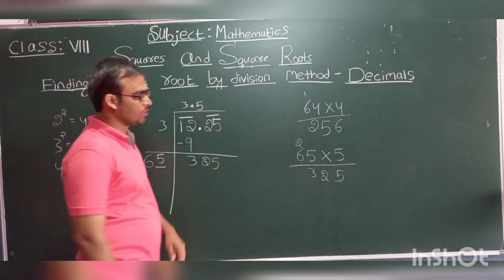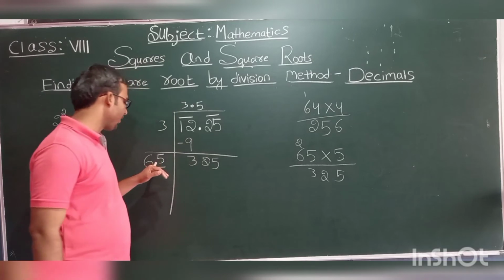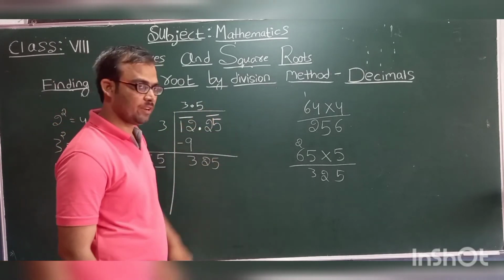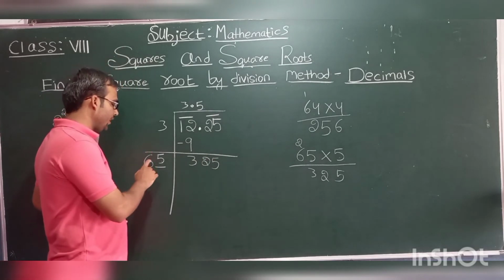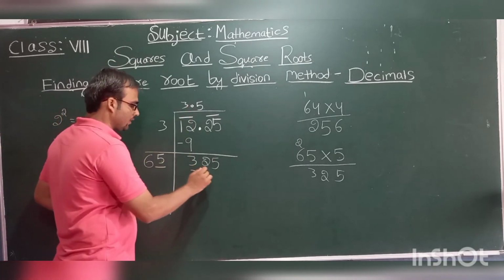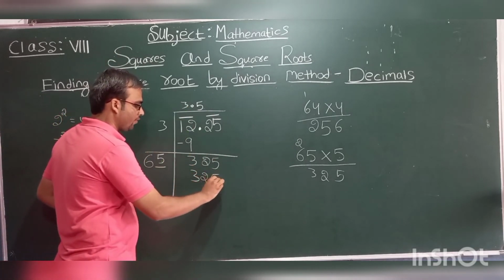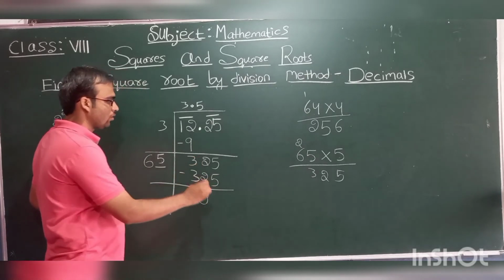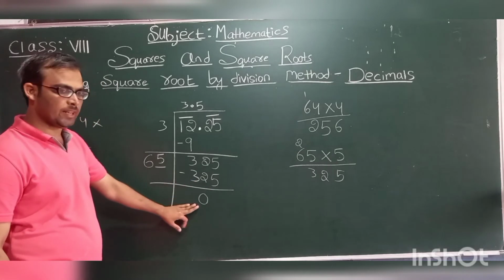Okay, so look here, students. As we have filled this blank with 5, the product of 65 and 5 is what? 325. So 65 5s are 325. Then 325 minus 325 is what? 0. Now we have got the remainder as 0.